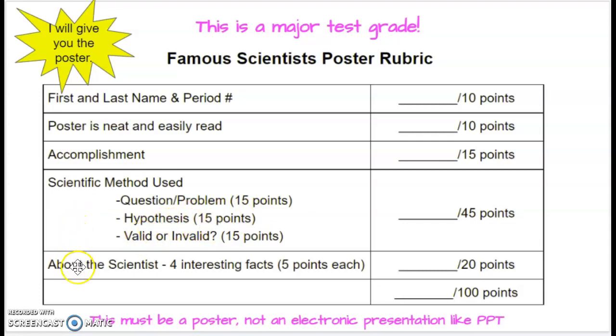And then you're going to give me 4 other interesting facts about the scientists. They're 5 points each. That will give you 20 points. And so that is how you get your total of 100 points.